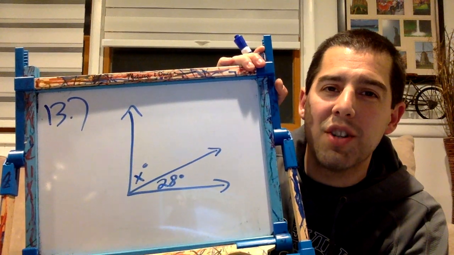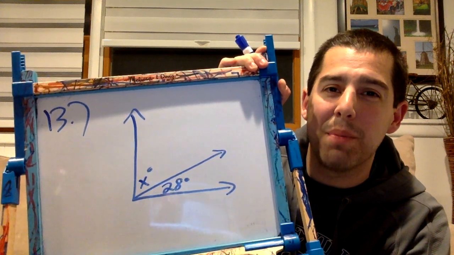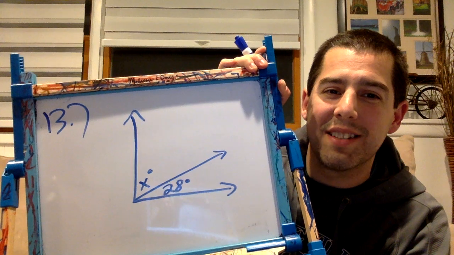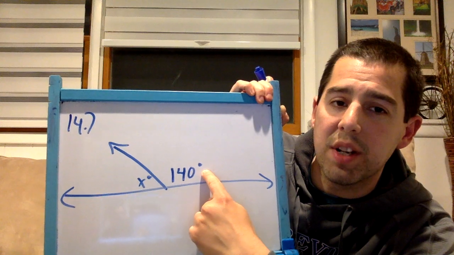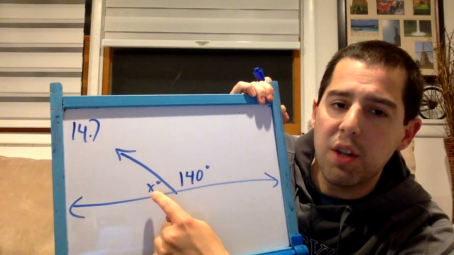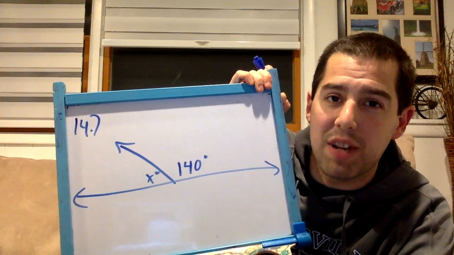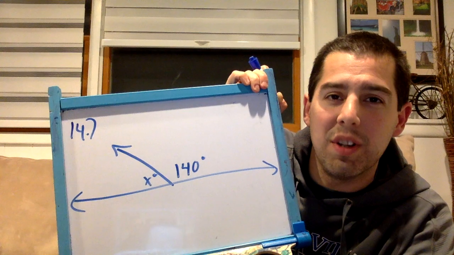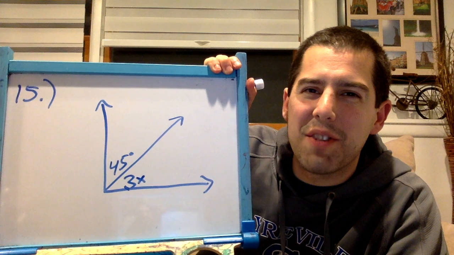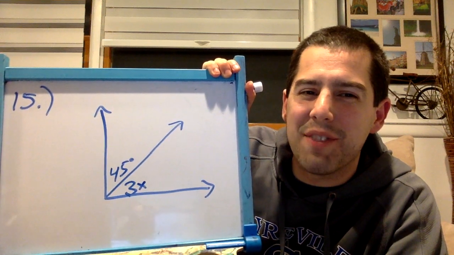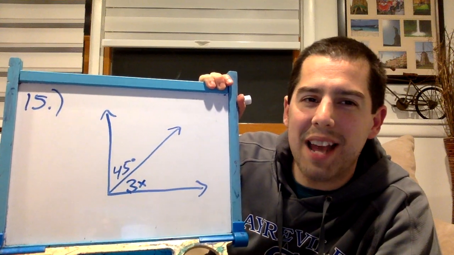Create a one-step equation and figure out what x would have to be to make a complementary angle with 28 degrees. Number 14, if this obtuse angle is 140 degrees, what would this acute angle have to be to make a straight angle? These are supplementary angles. What would x have to equal for this to be supplementary with 140 degrees? The last one is a little bit of a challenge, but I know I've got some students that can figure it out. We have 45 degrees and 3x. What would x have to equal?